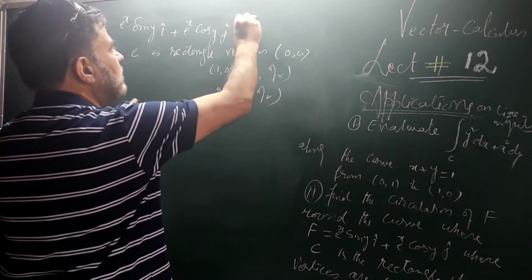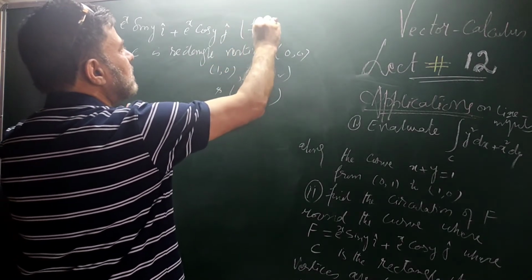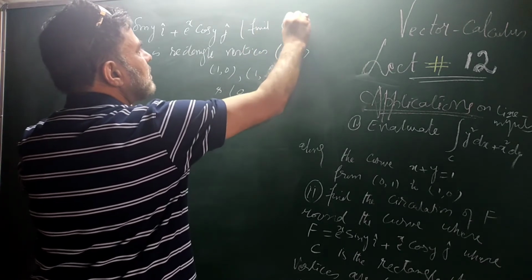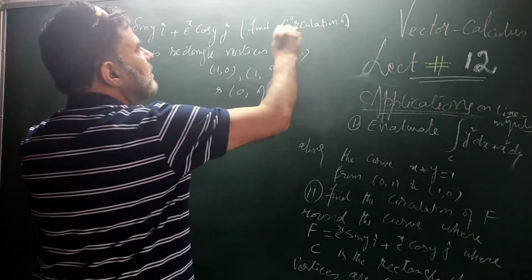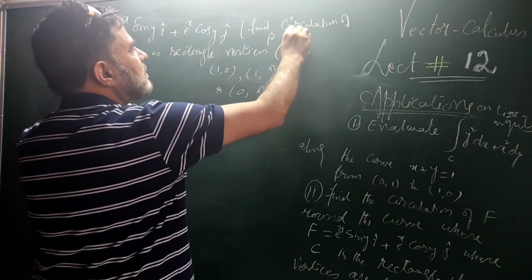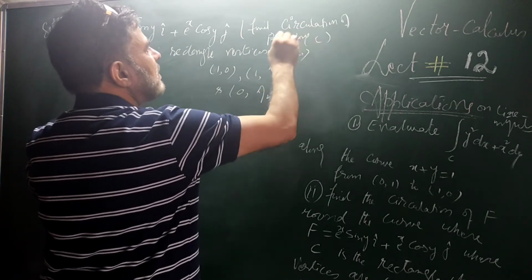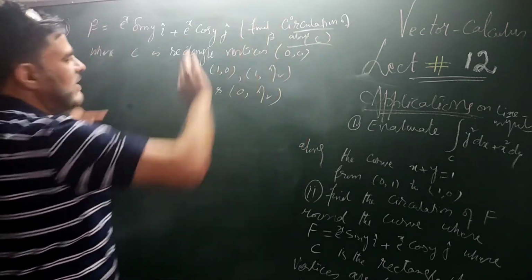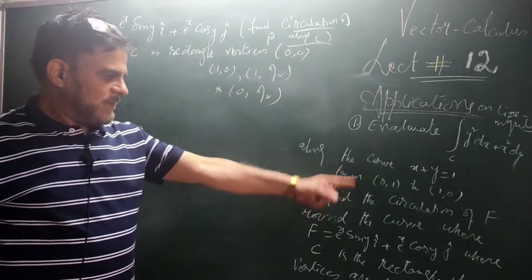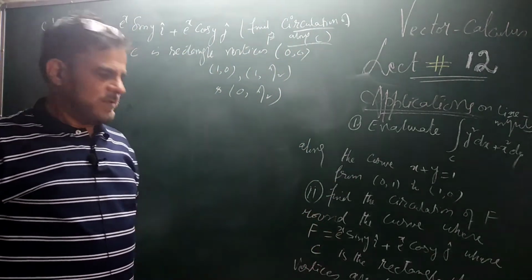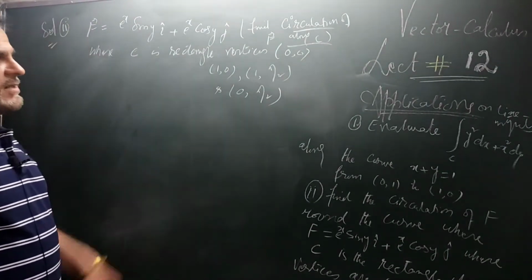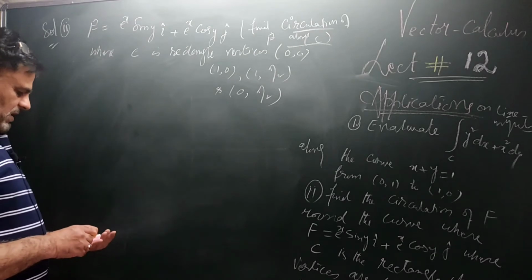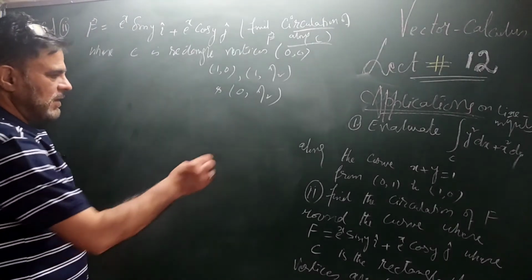Here you have to find out what? Find the circulation of f along C. I am writing this question again, so if it is not visible to you, the lower lines may not be visible, so I am writing this question. You see what is the nature of this question? You have a rectangle.